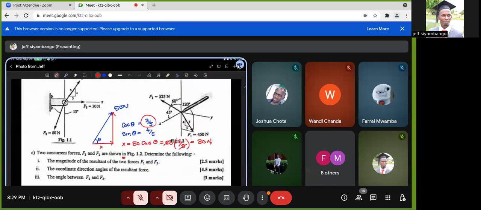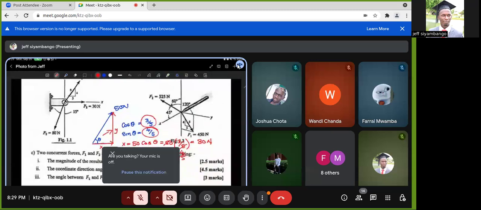We can also get y. Y will be this side given by sine, since they are opposites, so we'll have 50 and then sine theta. So sine from that small triangle, that sine was 4 over 5. So this is 50 times 4 over 5. 5 will go 10 times into 50. 10 with 4 will give us 40, giving us this as a 40.